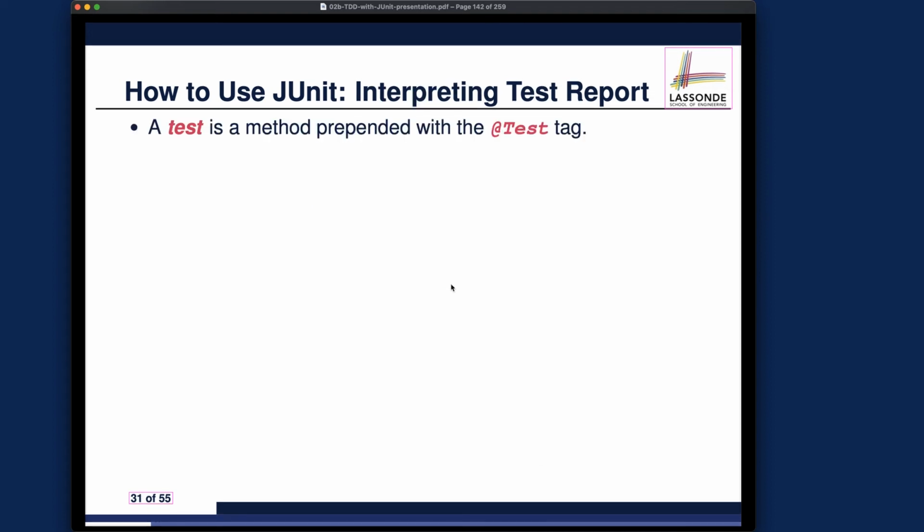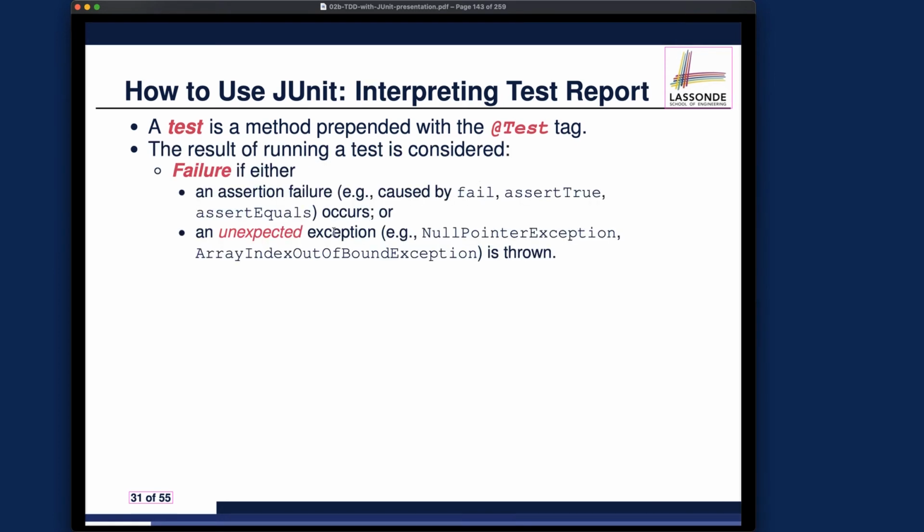How do we interpret the test report? All the test methods that are preceded with the @Test tag will be executed, all of them, right? This bullet point here is very important for you to know, which summarizes what it really means when a test passes or fails. We say that we got a test failure for a particular JUnit test method. It will fail if either of the following happens.